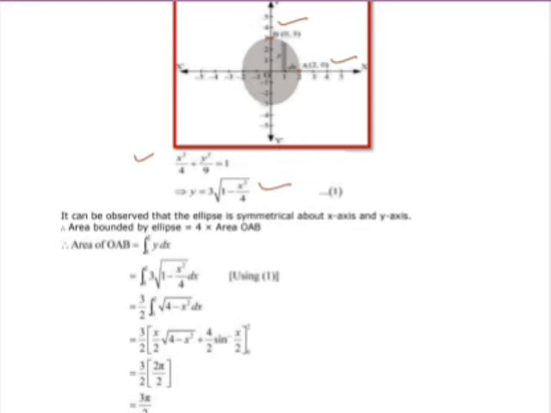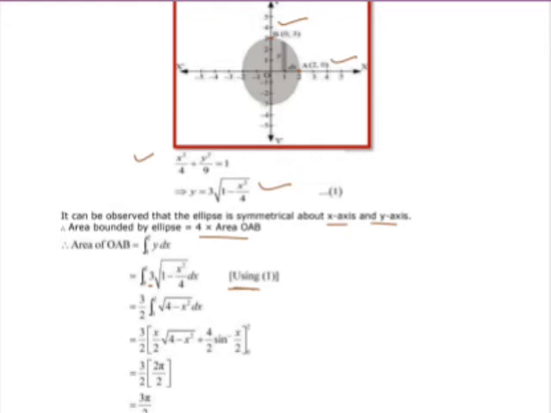So it can be observed that here again the ellipse is symmetrical about the x-axis and y-axis, and the area of the ellipse is 4 times the area OAB. So similarly, substitute the limit 0 to 2, y dx. So, 0 to 2, 3 into the value of y, which is 3 into the square root of 1 minus x square by 4, dx, using equation 1. So 3 by 2, taking 4 outside here, after multiplying, 4 minus x square remains inside the root. The 4, when it comes outside the root, becomes 2. So 3 by 2 taking outside the integration 0 to 2 of the square root of 4 minus x square dx.